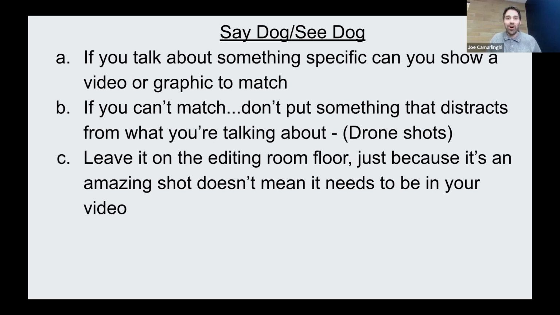Again, say dog, see dog, meaning if I talk about that dog, I want to see it on camera. And if you don't, then it doesn't mean you can't reference it. Again, depending, it's just how am I going to tell that story without that element, or how can I engage people without it? And if you can't match, put something up there that doesn't distract. So what do I mean by that?